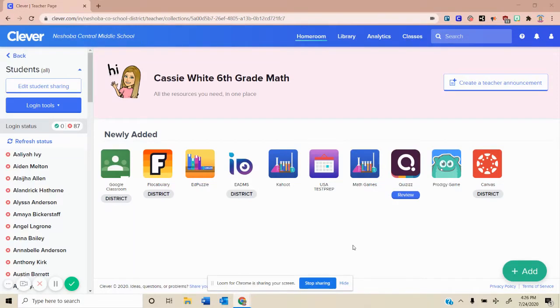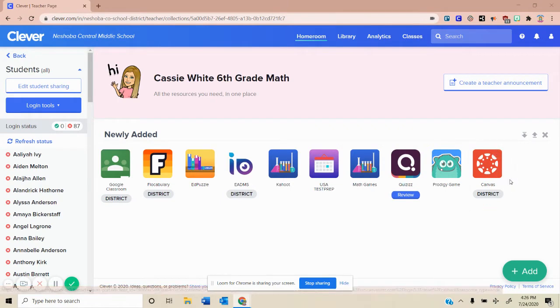I am going to give you a brief lesson on how to use Canvas in our sixth grade math class. So, we're going to log into Clever just like you did in elementary school. You can go to the district page on Clever, or you can go to your math teacher's page and it will show Canvas here. Canvas is this little red app.